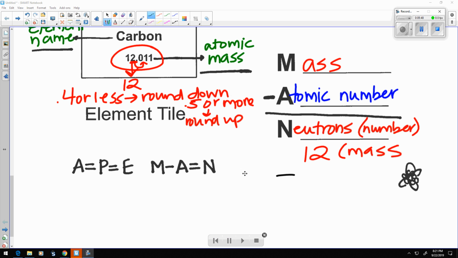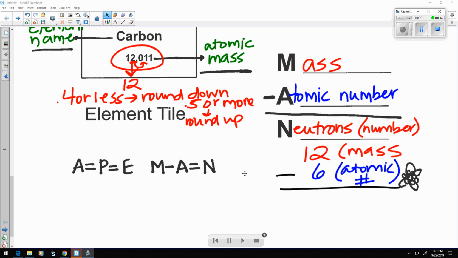For carbon, I'm going to do 12, because that's my atomic mass, minus 6, which is my atomic number, and it is going to give me my number of neutrons. So 12 minus 6, I know, is 6. If you need to use your fingers, guys. But that is my number of neutrons. And you'll sometimes see it as an N with a little 0 at the top because it has no charge. So neutrons are always neutral. You remember, okay? Protons positive, neutrons neutral, electrons are negative, okay?